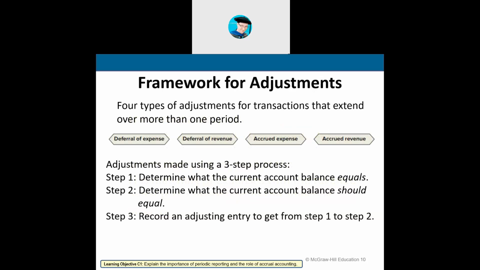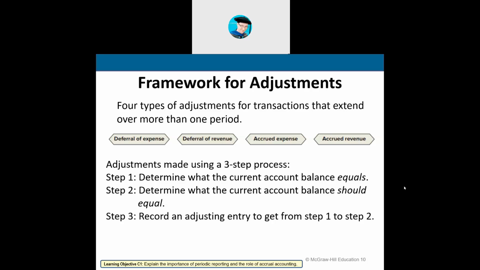So how do adjusting entries happen? Where do they come from? What do they mean? Adjusting entries happen for four primary reasons. First is deferral of expenses, and I think Tyler brought this up. Tyler, what you had said with the prepaid insurance, that it's a deferral. Yes, you're 100% right.